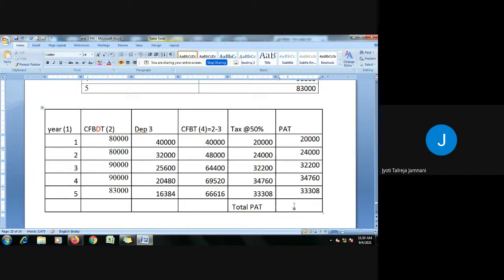How to calculate depreciation for the same sum? I have shown it when I was doing IRR, so I'm not repeating it here again. If you've seen that video, you will already know how depreciation has been solved.